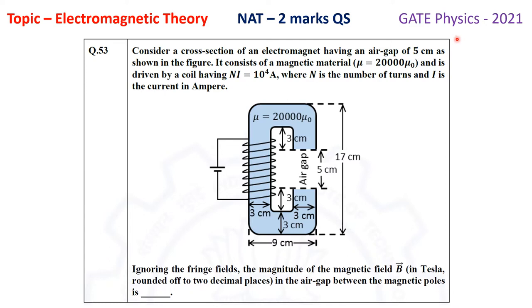This question is from the GATE Physics paper 2021. There is a numerical answer type 2 marks question and the topic of the question is electromagnetic theory.